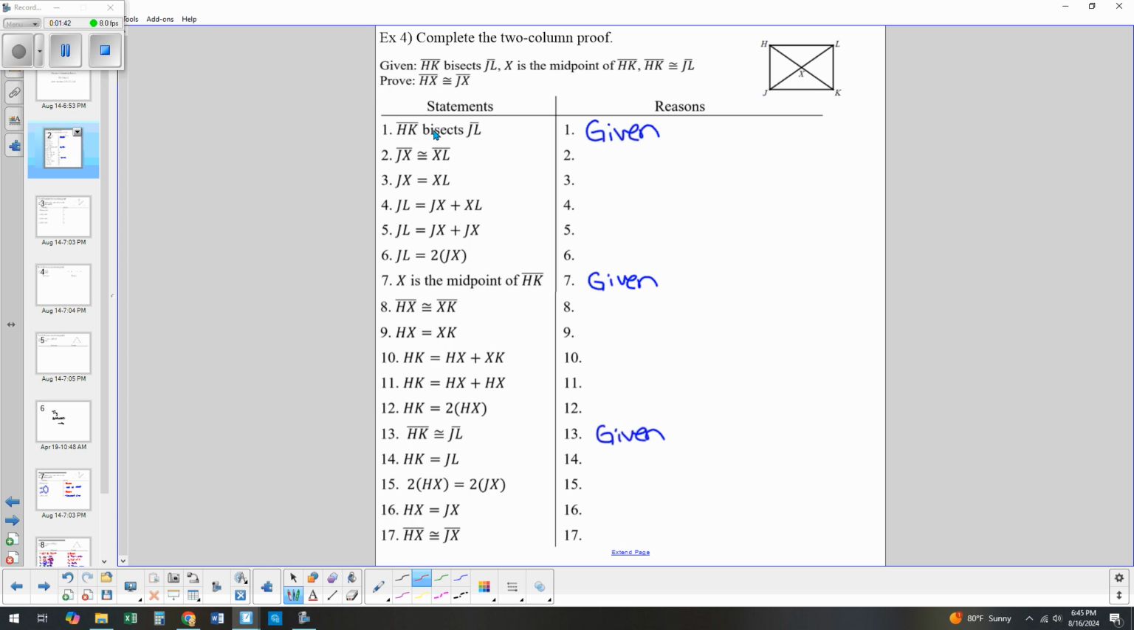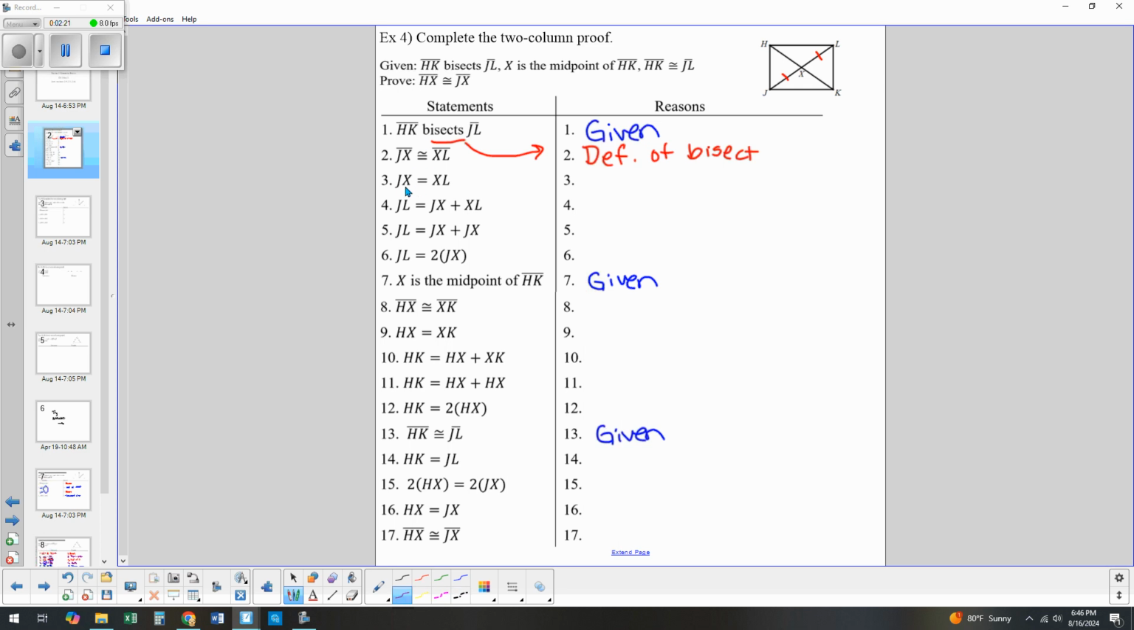If I know that HK bisects JL, if I think back to what the word bisects means, to cut into 2 equal or congruent pieces. And what they're telling me is that if I'm bisecting JL, these 2 pieces of JL are the same. That is the definition of bisect. And a pretty big hint or tip is that anytime you see a word, either the reason you're going to use for that statement or the reason immediately after that statement will be the definition of that word. So this is the definition of bisect.